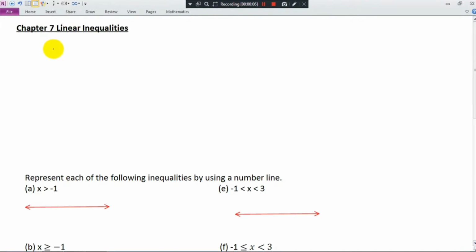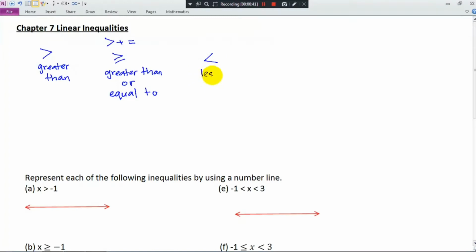In this chapter, you will always see these signs. This one we call greater than. And when you have this plus this together, then it becomes this sign. We call it greater than or equal to. Okay, so the next one is less than. Last one, less than plus this equal to, then it becomes this sign. Less than or equal to.